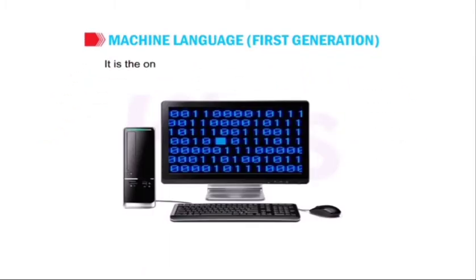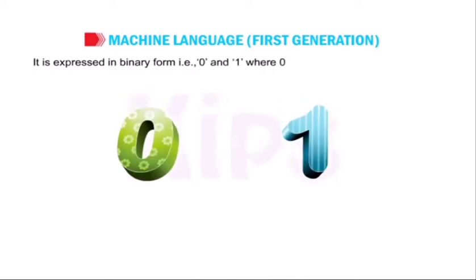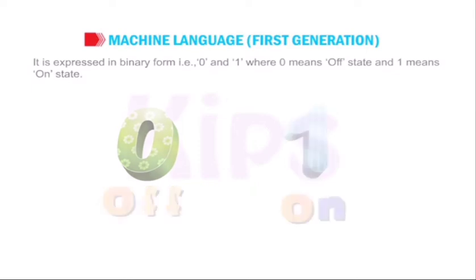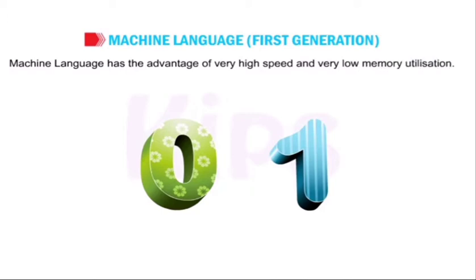Students, let's learn about machine language, first generation. It is the only language that a computer understands. It is expressed in binary form, that is 0 and 1, where 0 means off state and 1 means on state. Machine language has the advantage of very high speed and very low memory utilization.